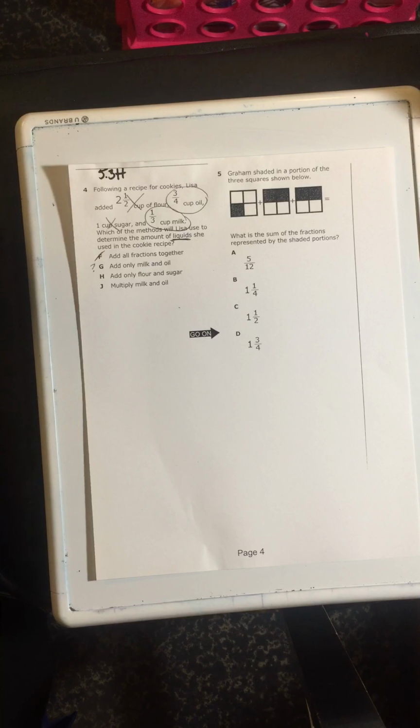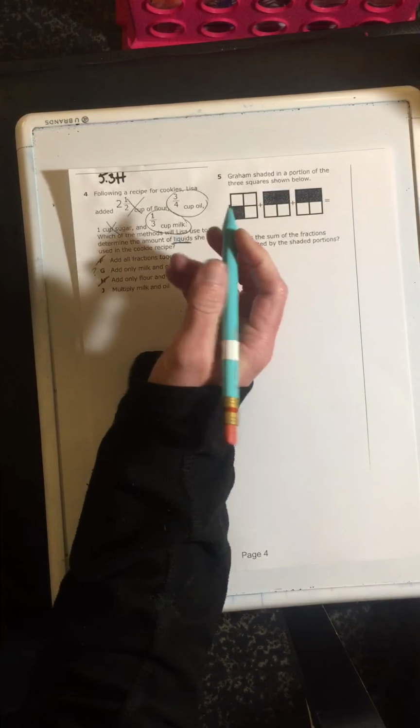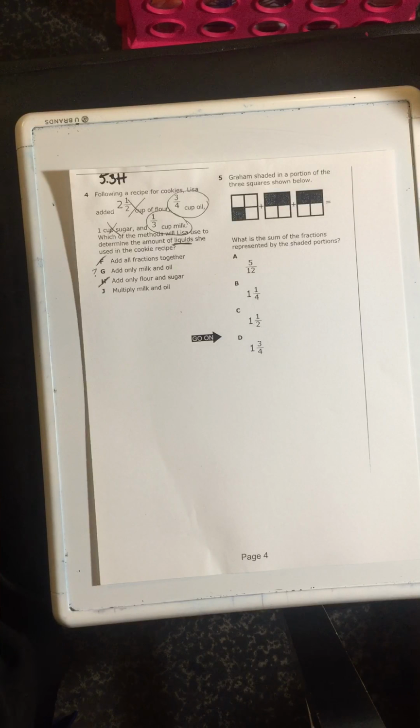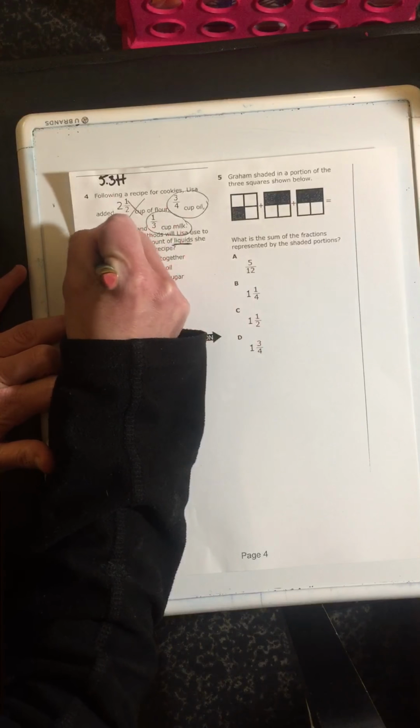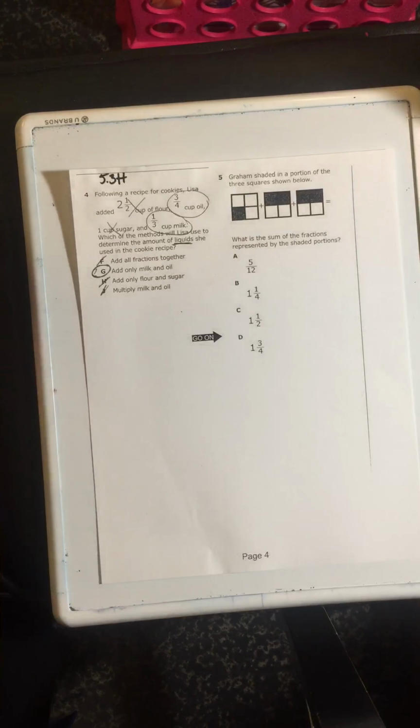Add only flour and sugar. Well, we know that flour and sugar are not liquids. So no, that is not the correct answer. Multiply milk and oil. Well, in order to determine the total amount of something, we would not multiply. If we multiply, that's repeated addition and we're getting more and more and more. We're not trying to figure out the total. So that would not be the correct answer. So G is the correct answer. Add only the milk and the oil.